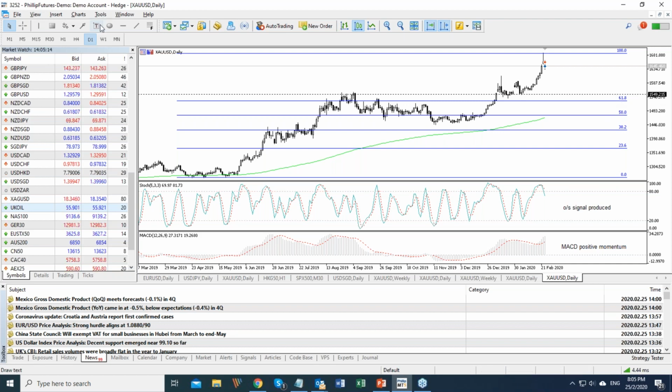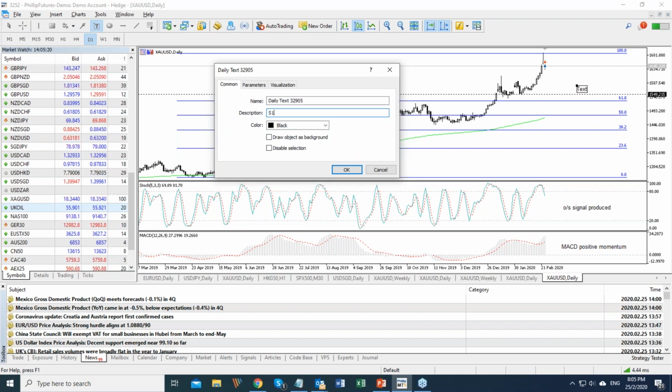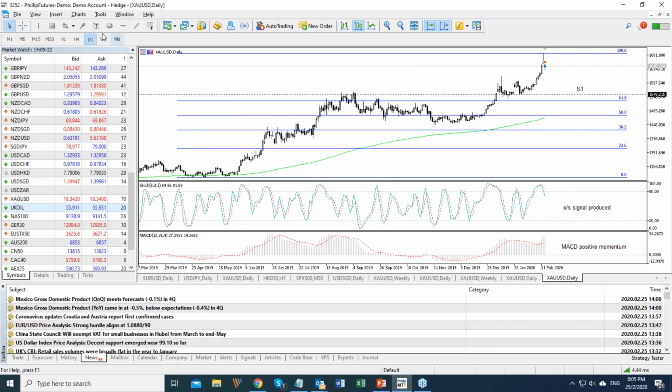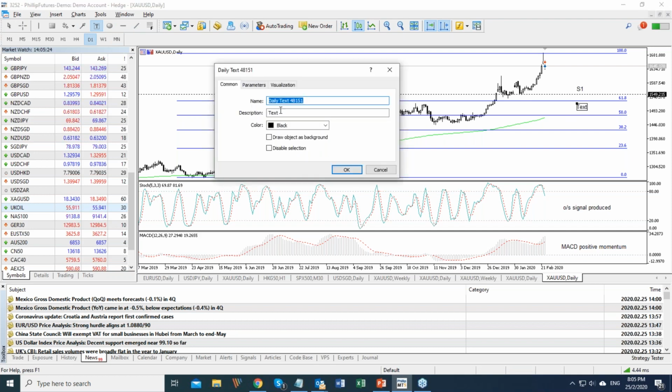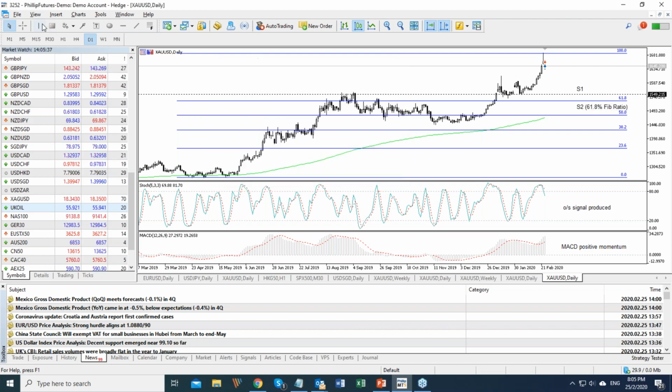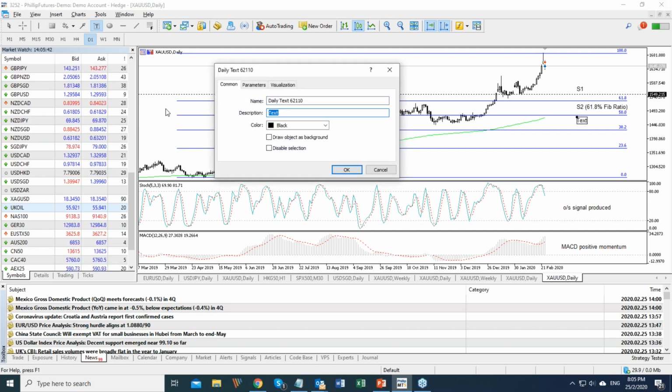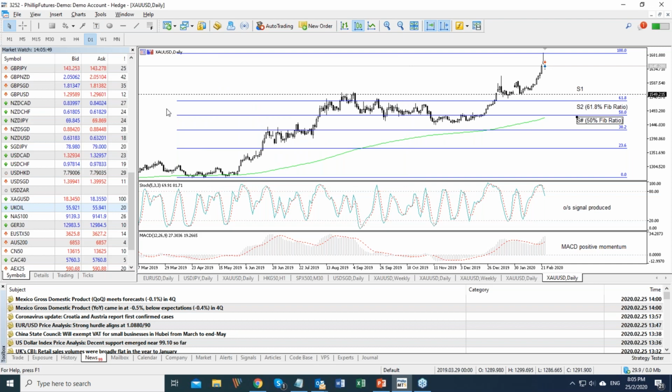So I would name this support 1, support 2 being the 61.8 ratio, Fib ratio, and support 3, right? S3, which is the 50% Fib ratio, right?